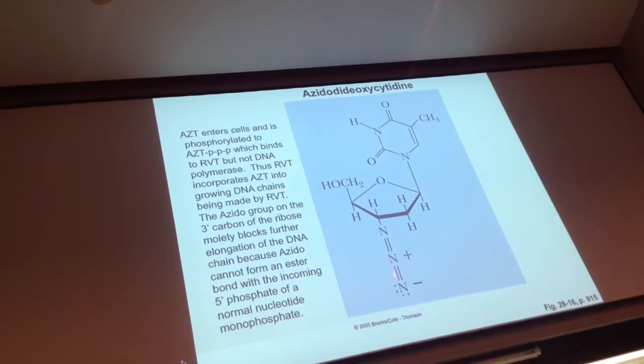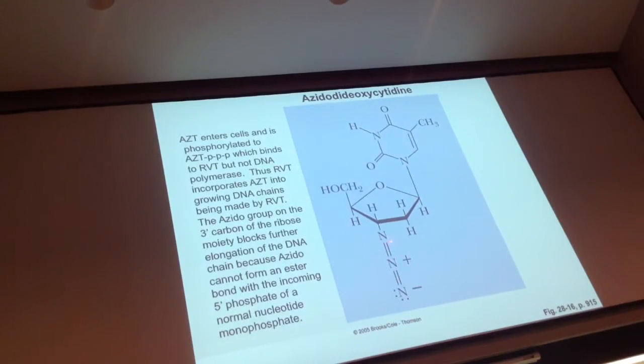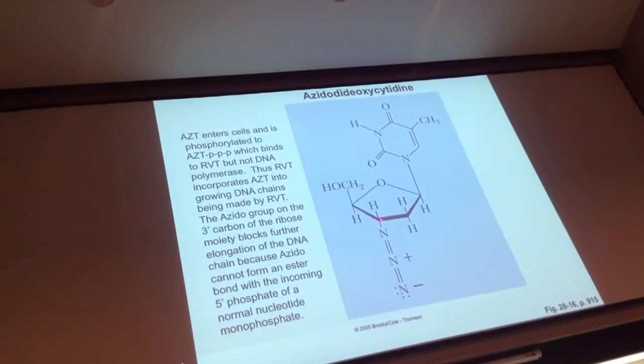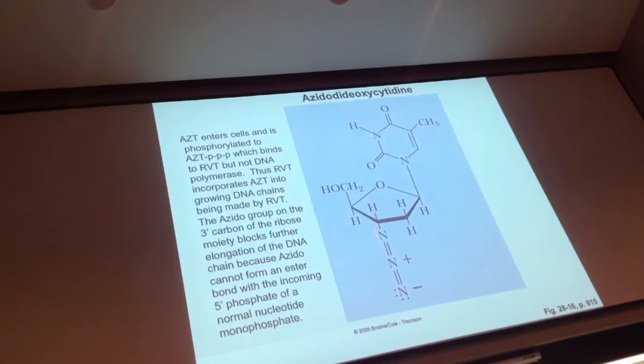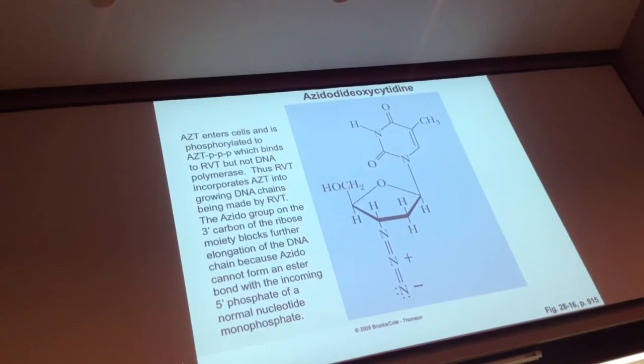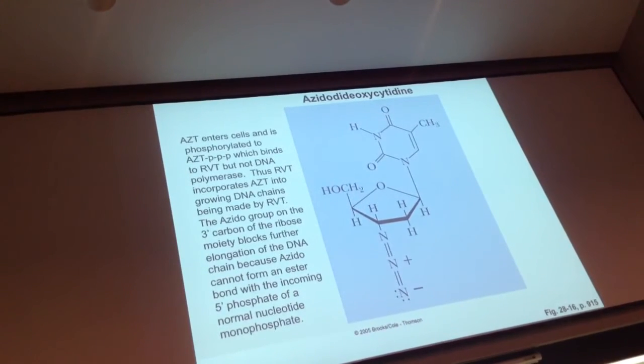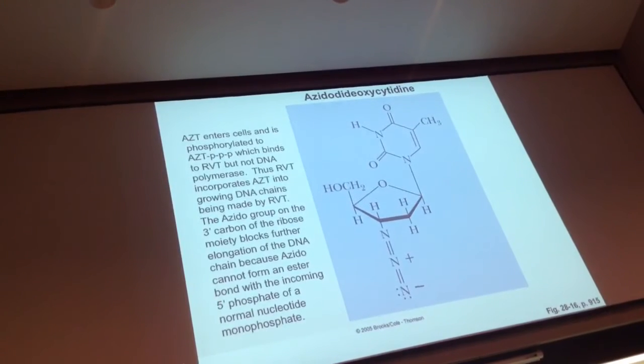But then what happens is it has this azido group down here, and rather than a hydroxyl at the 3' carbon, there's no hydroxyl, there's this azido group, so we can't add a new nucleotide to it, right? We can't take a new incoming nucleotide triphosphate and make a phosphoester bond. So it stops DNA synthesis. Works awesome. What's the problem?